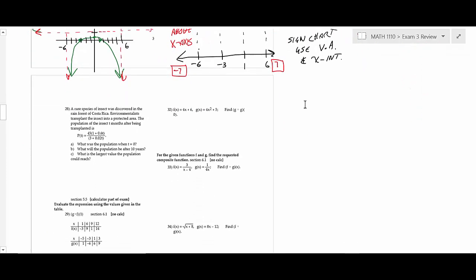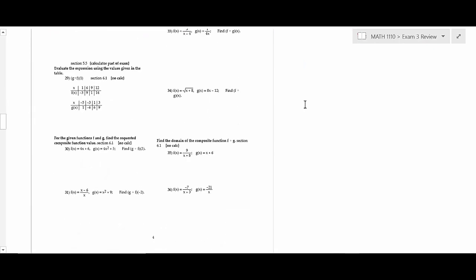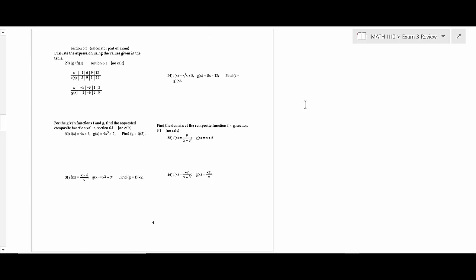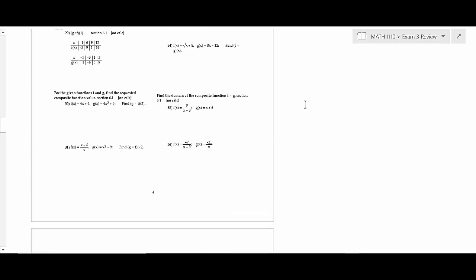I'm going to do a couple things. I want to see what's on the next page. I want to look at here, probably composition of functions. I probably want to do one of those. I don't know if it matters which one.